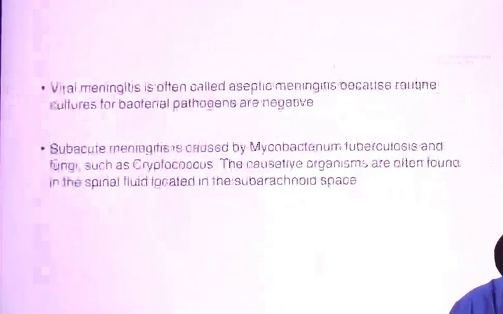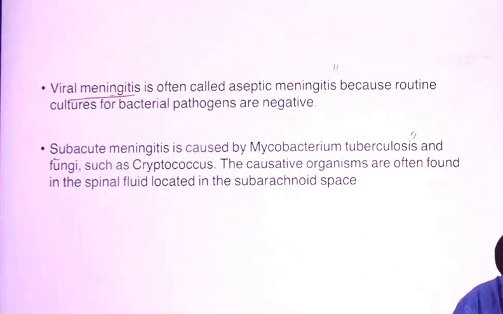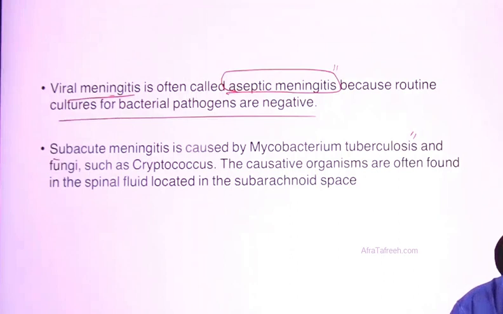Now, viral meningitis is often called what? Aseptic meningitis, and the most common cause of aseptic meningitis is enteroviruses, which consist of the echo as well as the Coxsackie virus. And why is it known as aseptic? Because the routine cultures for bacterial pathogens are negative here, and there is not much change in the profile of the CSF. When you've done the lumbar puncture and look at the CSF, it will not have much change. So that's why it is mostly termed aseptic meningitis.